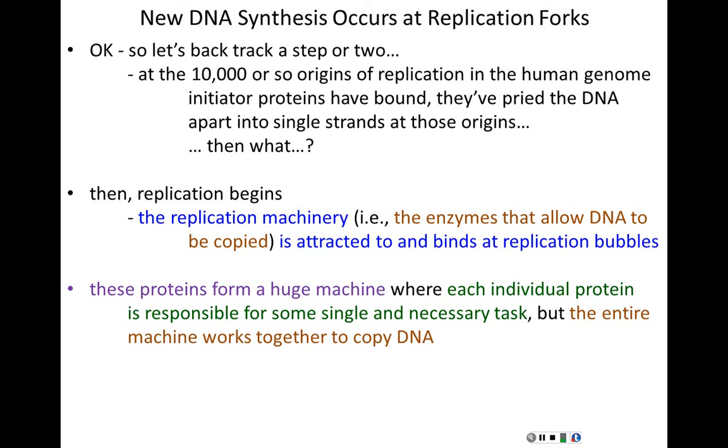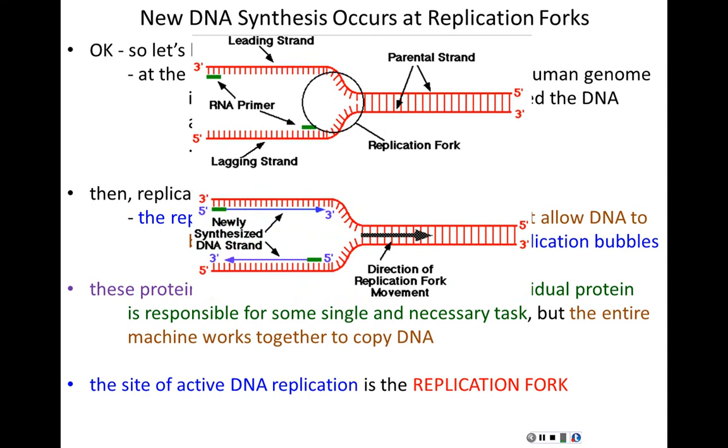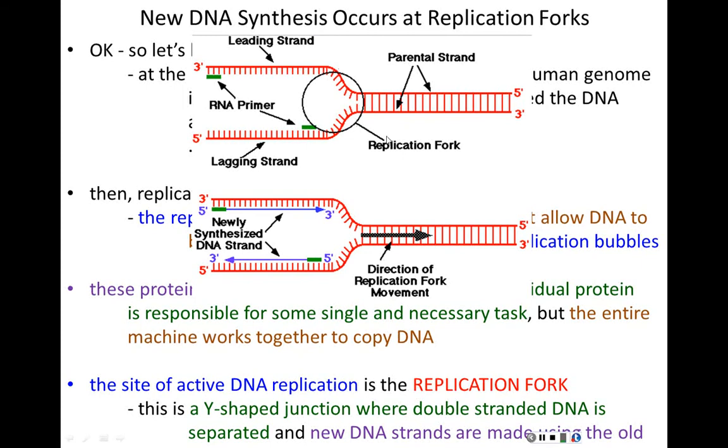The site of DNA replication in the bubble is called the replication fork. So what we actually see in this diagram is half of a replication bubble. So here's the replication fork, shown here. The replication fork is literally a fork in the road of the DNA, so it's a Y-shaped junction where the double-stranded DNA is being pulled apart into single strands and new DNA is being made using those old strands as template. This is a more detailed and accurate version of the replication fork.